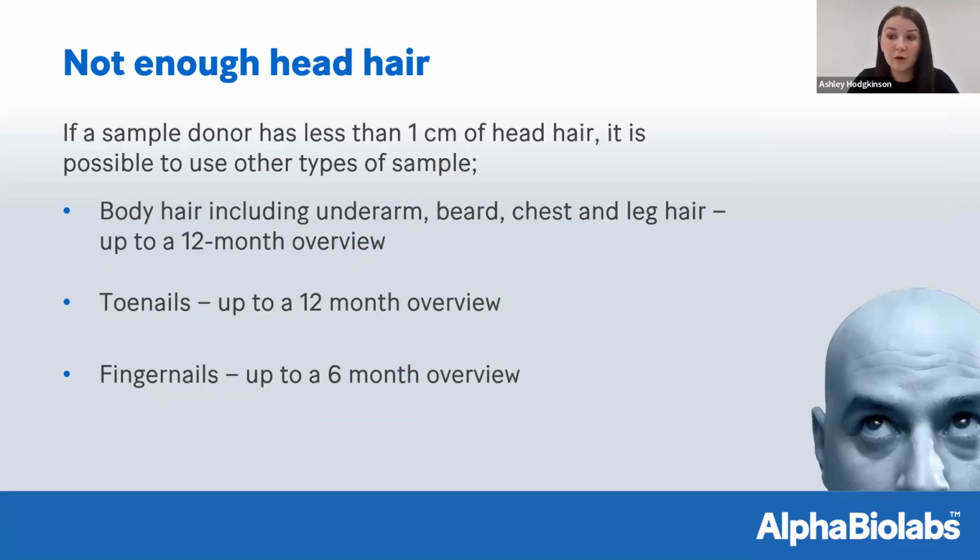So what do we do if you don't have enough head hair? Like I said before, we are dictated by the length of your client's hair that's available at the time of testing. So if they only have 2 centimeters and you want to look back over 12 months, what are your other options? Well, there's 3 main options. The first one would be to collect a sample of body hair if it was available. I've listed some types of body hair that we'll collect here. So underarm, beard, chest and leg.